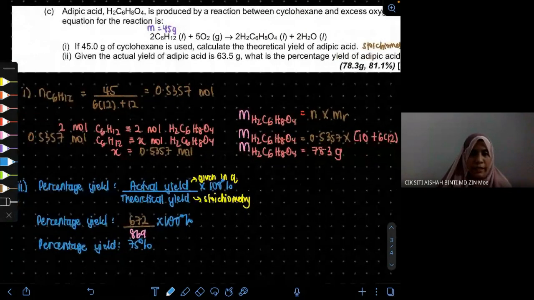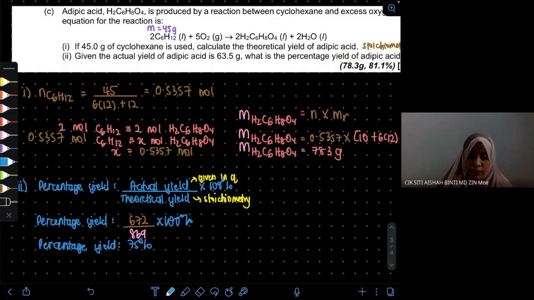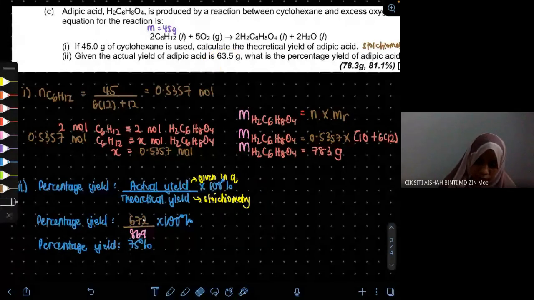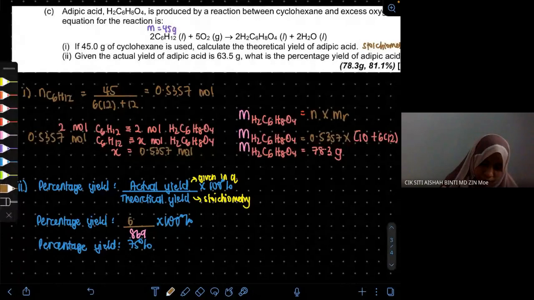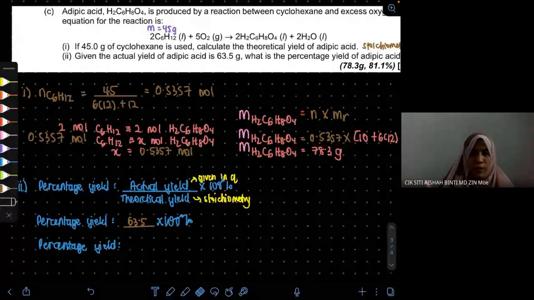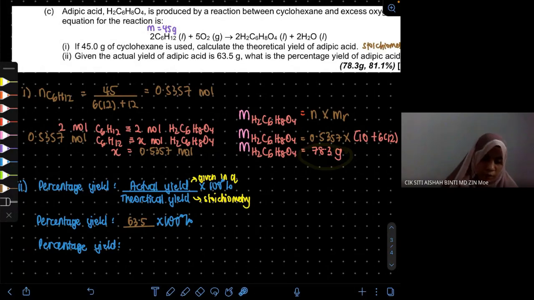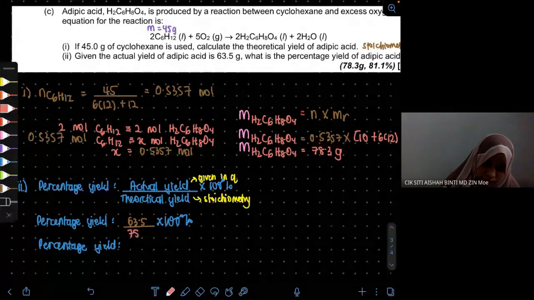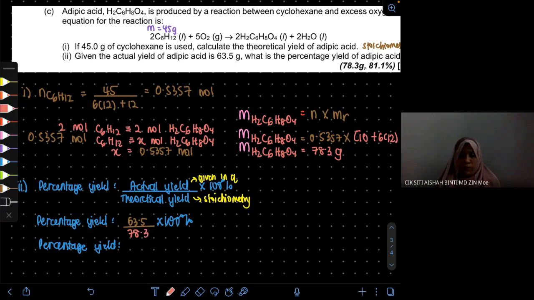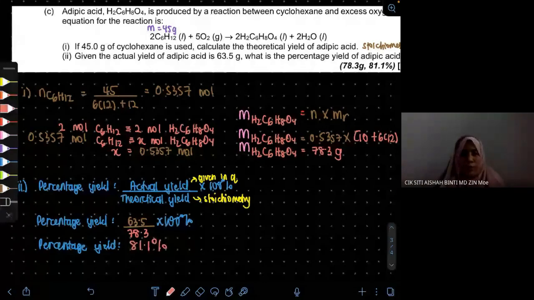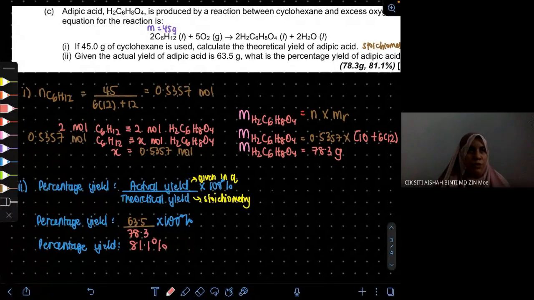Actual yield is actually the value which is given in the question. So given in the question, kita dah dapat 63.5. So ni 63.5. Theoretical yield is the one that we got from stoichiometry, which we have find dalam question number 1 tadi, which is 78.3. Okay. And then we do get our final answer based on jawapan yang ada kat sini, 81.1%.